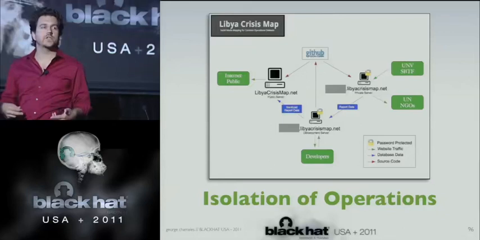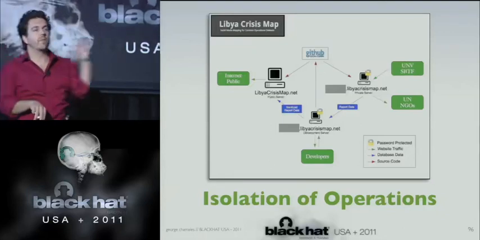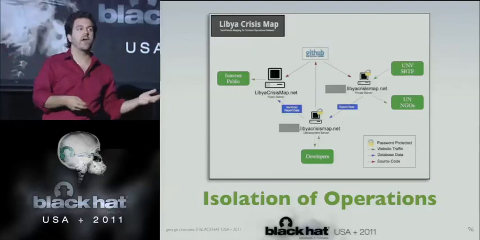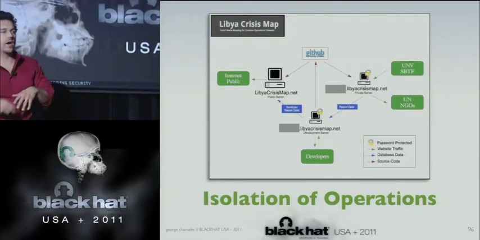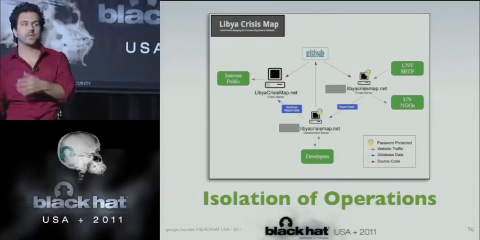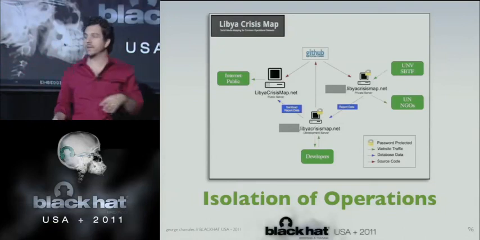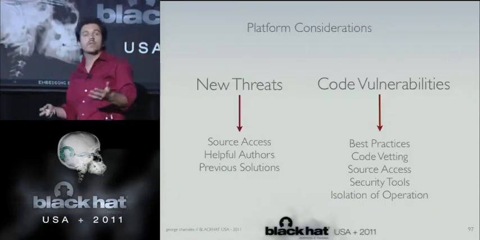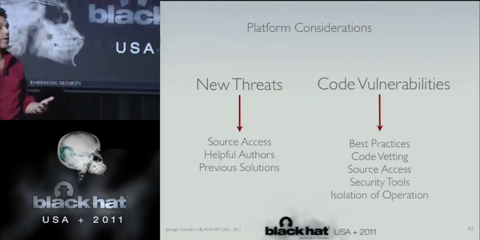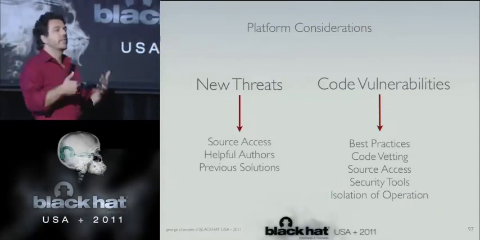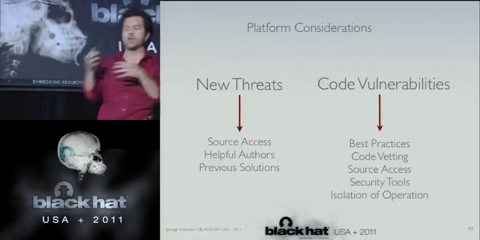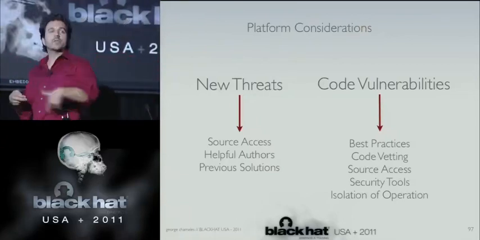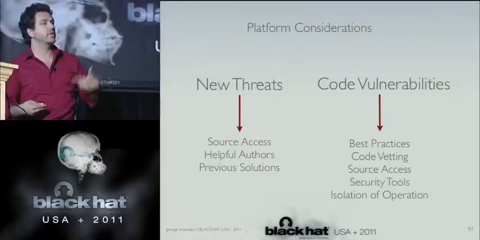And what that also let us do was separate the public-facing hack-this-type-of site from the private side that ideally people didn't know about, and then bounce everything through GitHub. So for platform considerations, we've got things like new threats. We need to be able to adapt to those very quickly. And so we have things like source access, ideally helpful authors, people that can help out, and being able to reuse the code that we'd made in previous deployments.